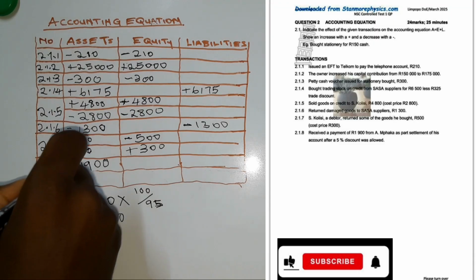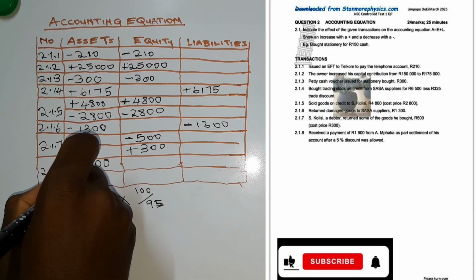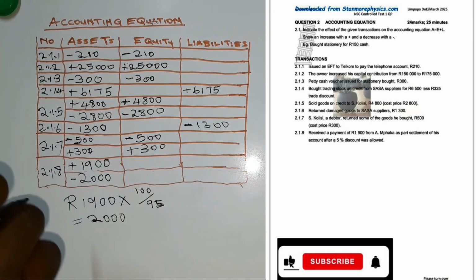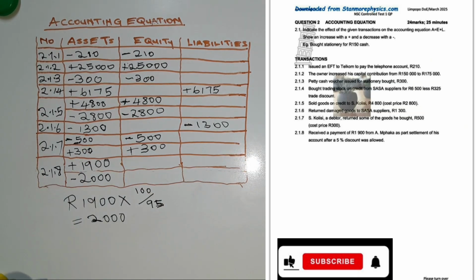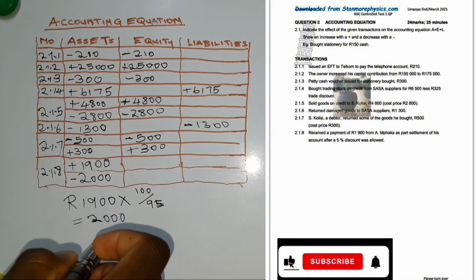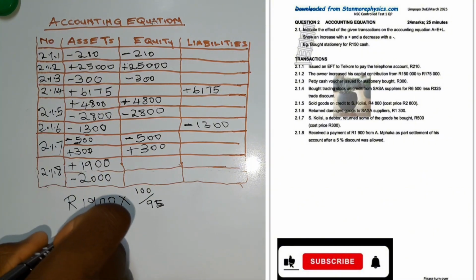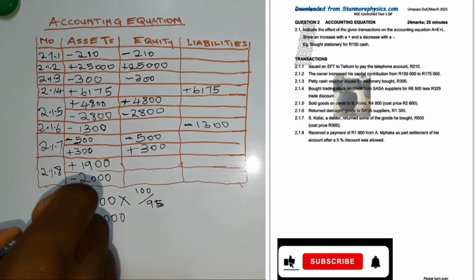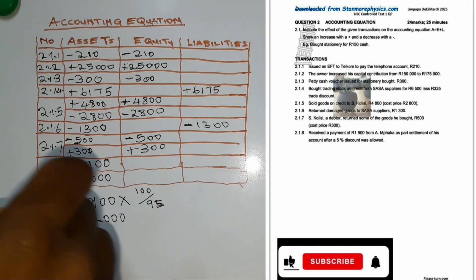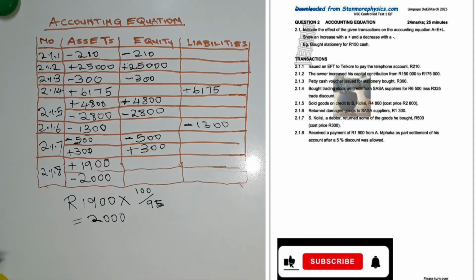So we are going to say minus 2,000 again under assets. Why are we minusing 2,000 here? Our debtors control falls under assets. So meaning it will decrease our assets since A Parker is paying that money into our business.